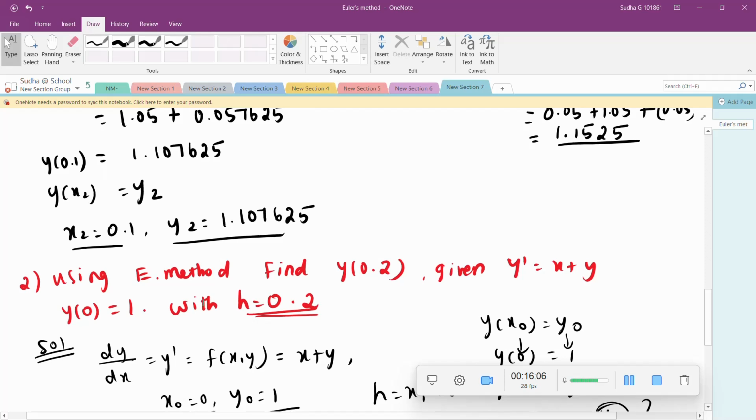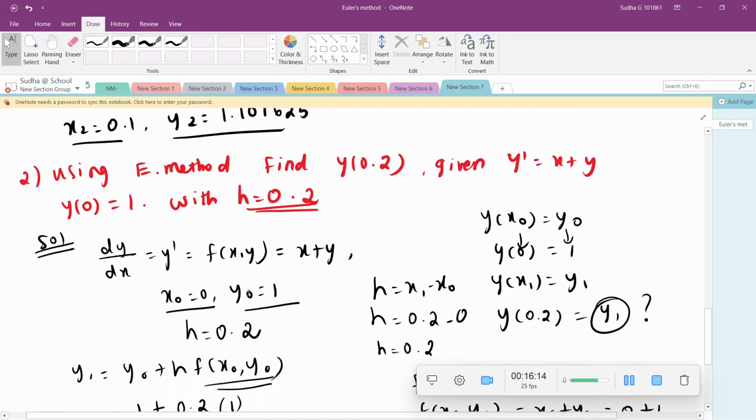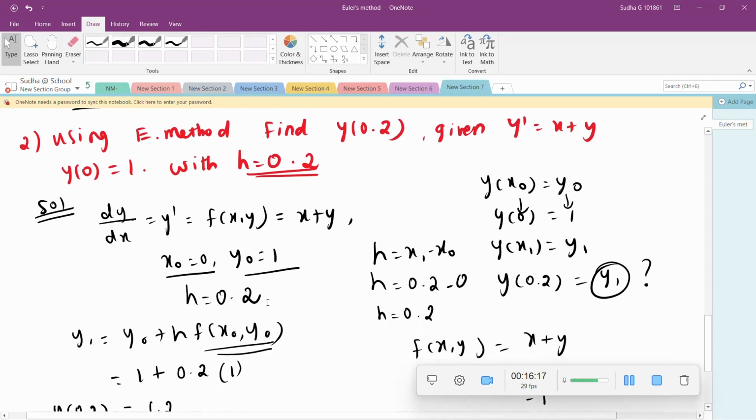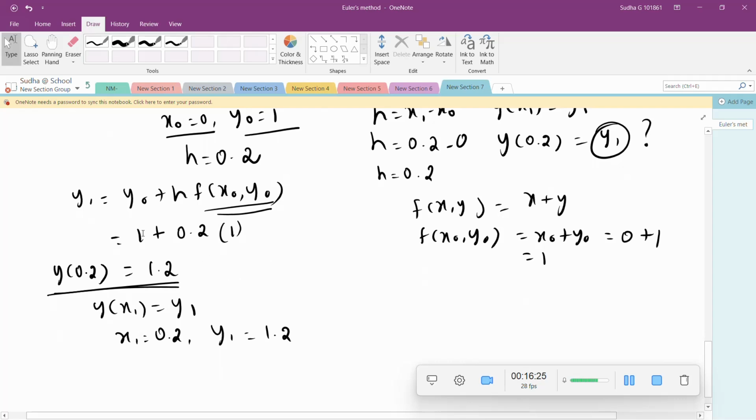Problem 2 also will be given that h value. So write given y dash value and then given boundary conditions x naught y naught values. Then write given h values, write general formula. Just if we put n equal to 0, then we will get y1. As usual, just replace x naught y naught values and then find out f of x naught y naught values. Simplify, then we will get y1. So here, in case if we need to find out y2 using x1, y1 values, in the general formula, if we put n equal to 1, then we will get y2 values.